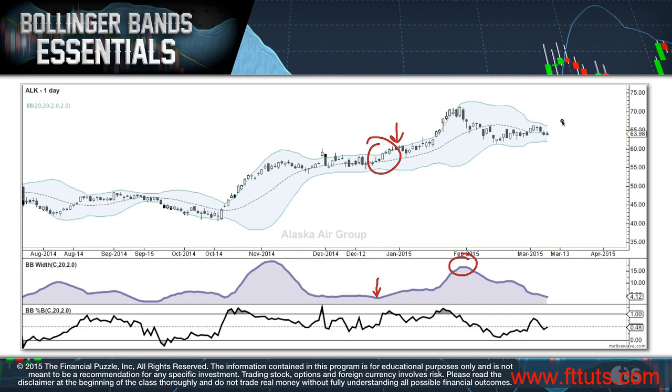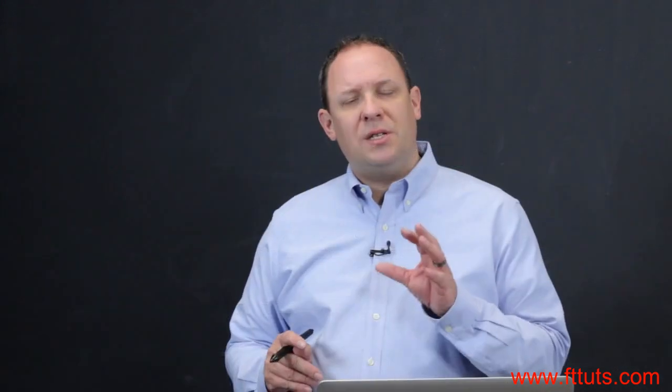But if you look over to the far right, now what's happening? We're getting back into another squeeze type of a scenario. So more often than not, when you see the squeeze, it is an indication that something's about to happen. And what's great about the bandwidth is visually you can see very quickly, yep, that squeeze is getting into place.